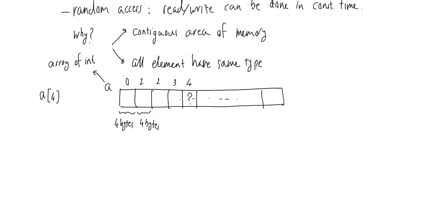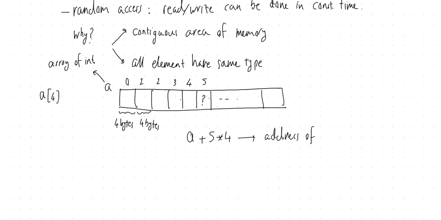So let's not do index four, let's do the next one. Okay, let's go to index five and ask about this guy here. So the address of this location, the fifth element, is going to be the address of the beginning of the array, which is stored in A, plus 1, 2, 3, 4, 5 jumps of 4 bytes, right? So whatever A is, which is the address of the beginning, plus 5 times 4 gives you the address of A at 5, right?